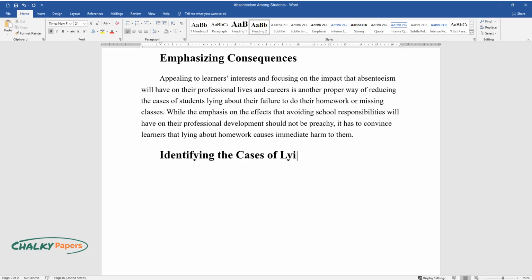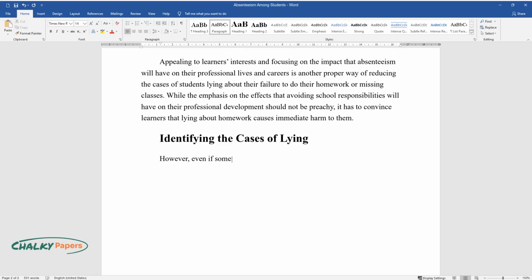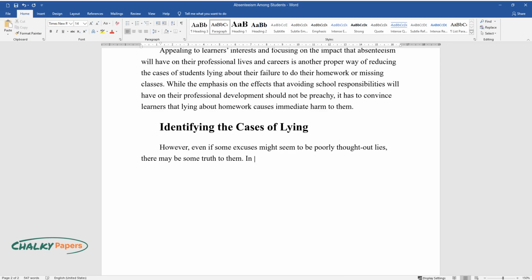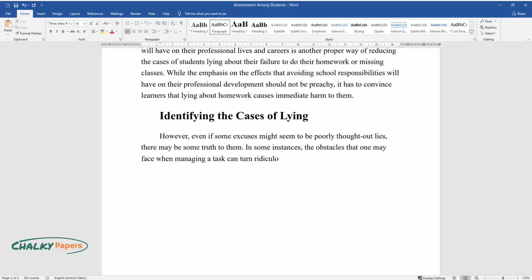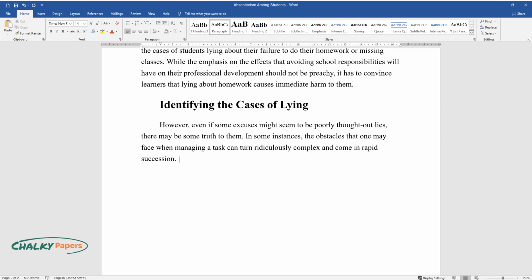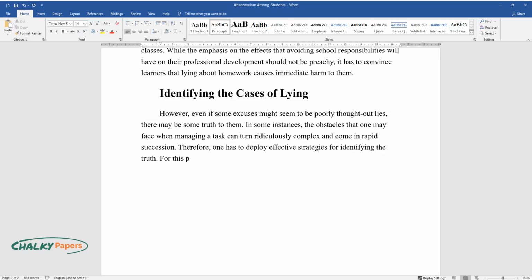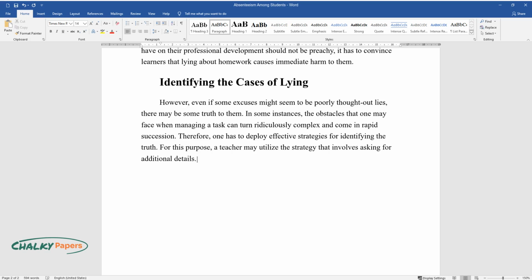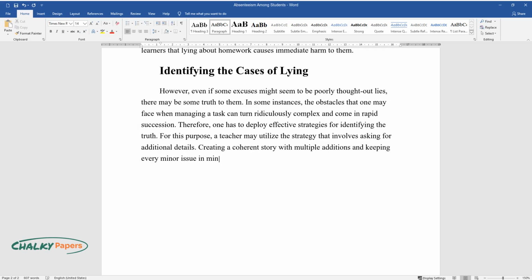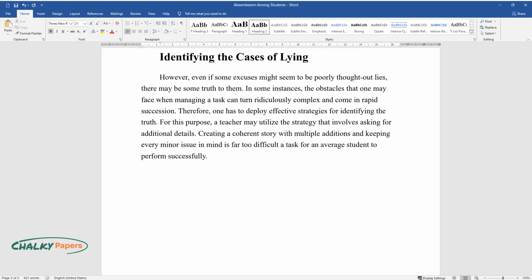Identifying the cases of lying. However, even if some excuses might seem to be poorly thought out lies, there may be some truth to them. In some instances, the obstacles that one may face when managing a task can turn ridiculously complex and come in rapid succession. Therefore, one has to deploy effective strategies for identifying the truth. For this purpose, a teacher may utilize the strategy that involves asking for additional details. Creating a coherent story with multiple additions and keeping every minor issue in mind is far too difficult a task for an average student to perform successfully.